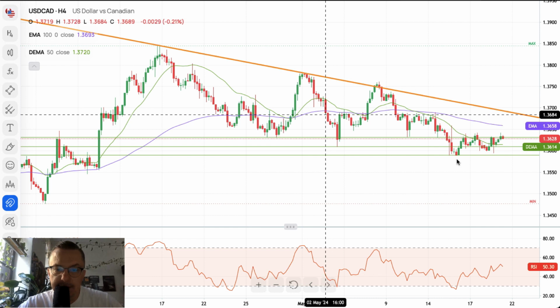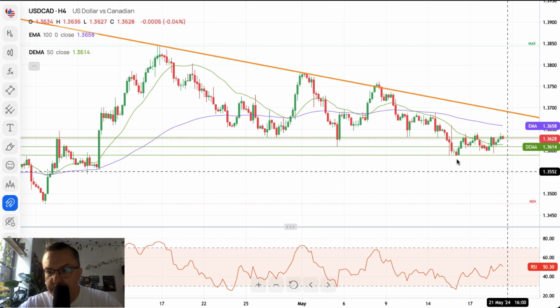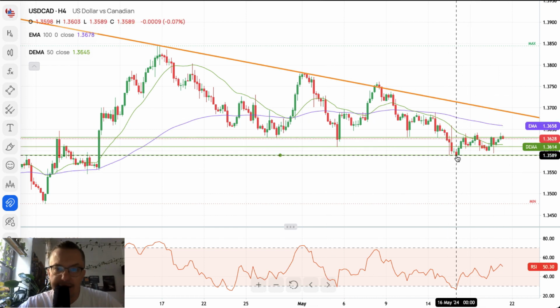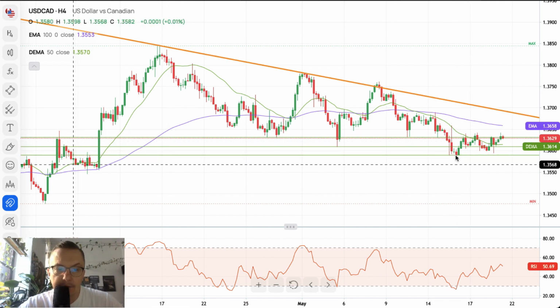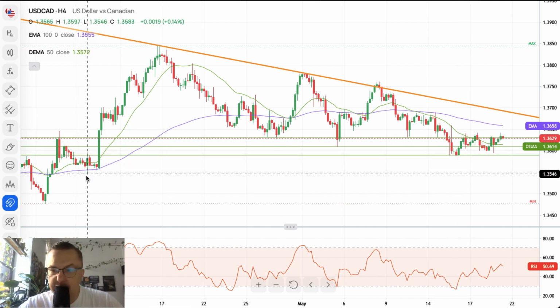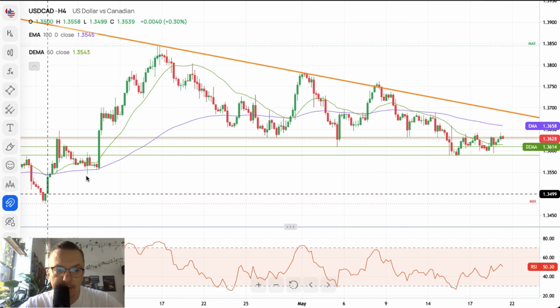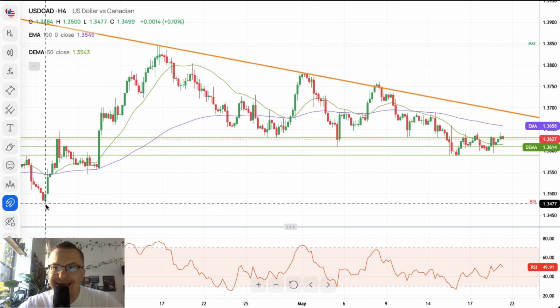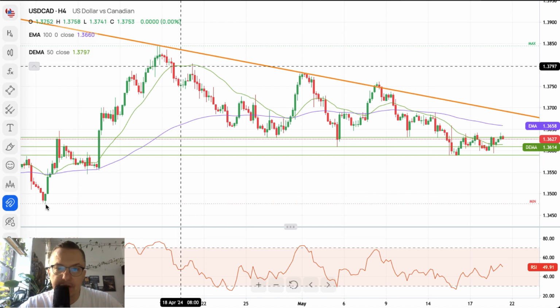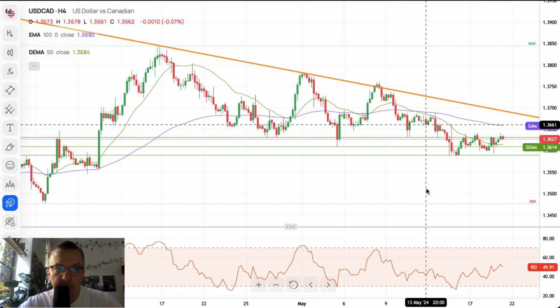So all of this with a new low here below 1.3589, all of these levels will switch to resistance, and we will test eventually 1.3546 and 1.3477 sooner or later, because the pressure is to the downside on the US dollar to the Canadian dollar.